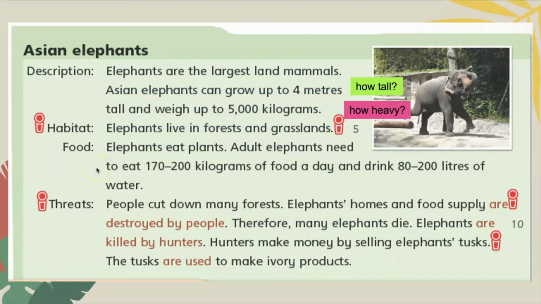Besides where the elephants are living, we also know what they eat. Do you think the adult elephants eat a lot every day? I think so. Otherwise, they can't be so big. We also know that the Asian elephants are facing many problems. Many elephants are killed. Do you know why? Yes, people killed the elephants for their tusks. They used them to make ivory products.